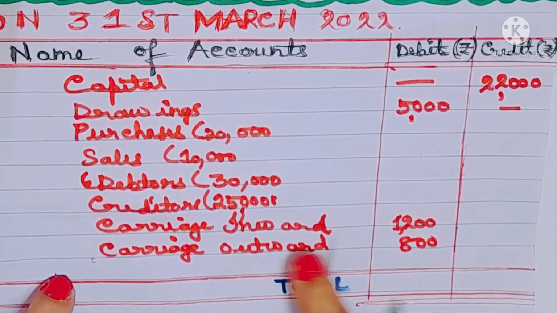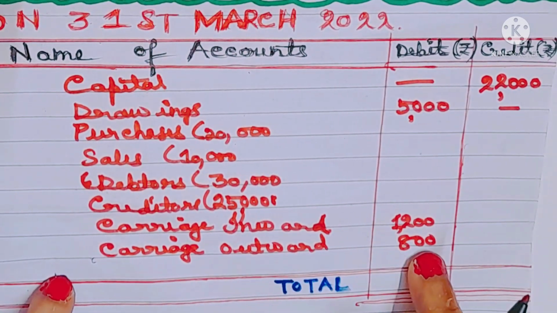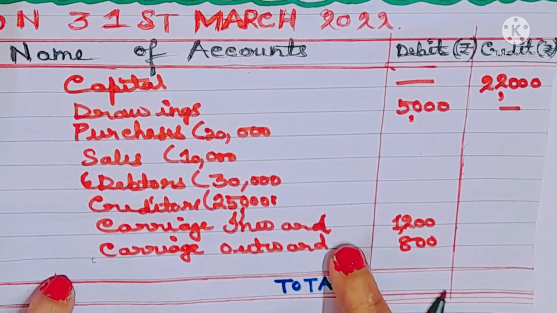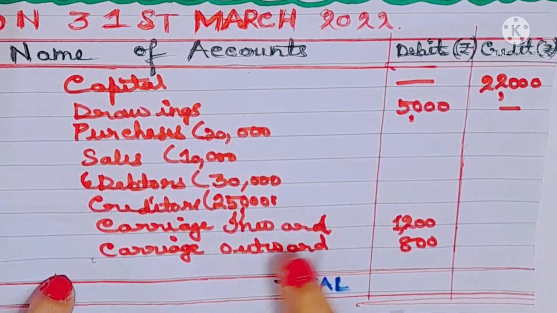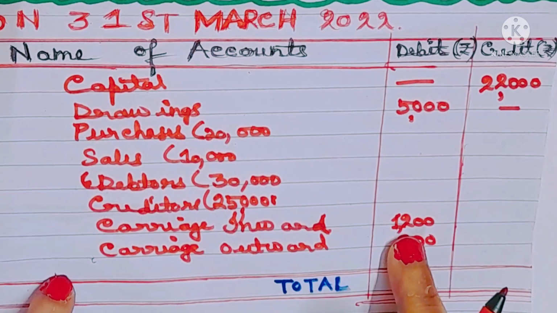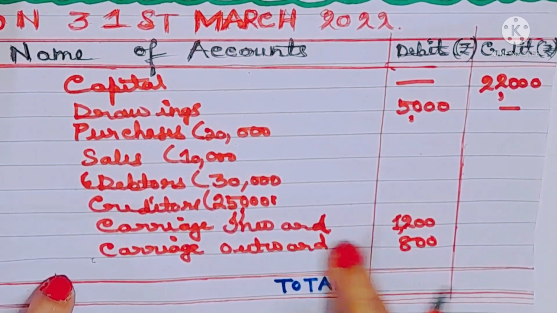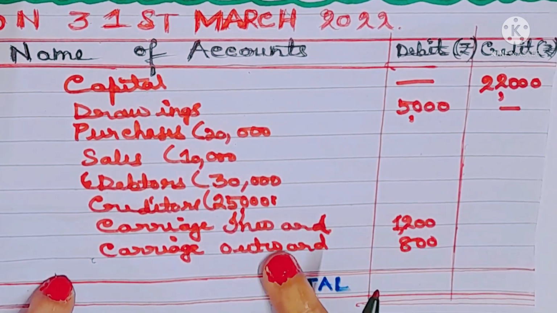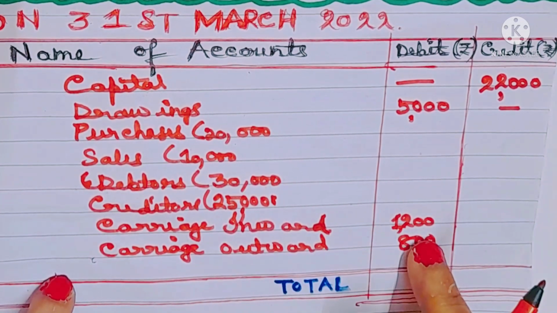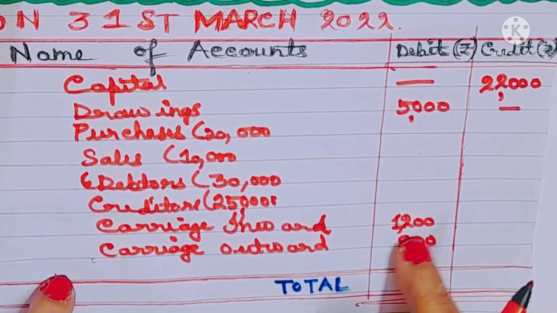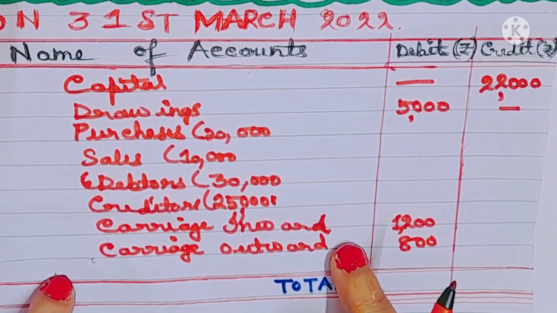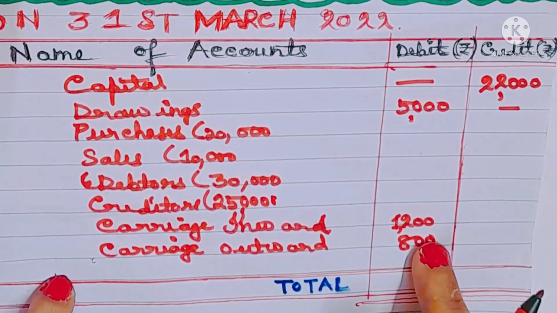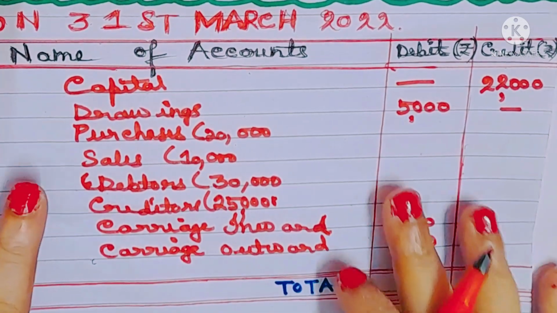Why have we written carriage outward in the debit column? Because carriage outward has a debit balance. Why? Because carriage outward falls under nominal account. According to nominal account, all losses and expenses are debited. Here, carriage outward is a transportation cost. This is an expense for the business. So, carriage outward will be debited. Understood? Let's see the additional information.